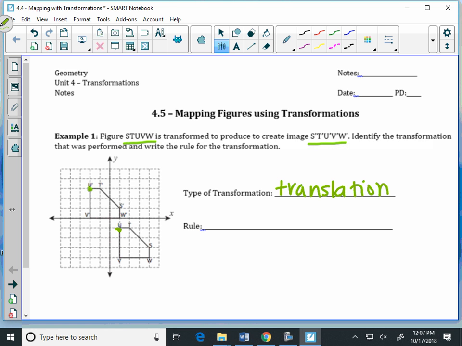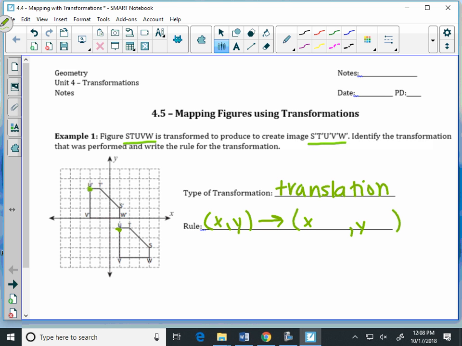So we have to write a rule. This is how you write a rule for a translation. You have to put X, Y with an arrow. You have to write it this way. Can't write it in sentence form. And then you put the parentheses, X something, Y something. And then you have to figure out which direction and how many units it moved.